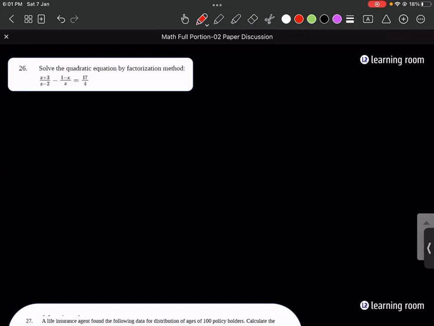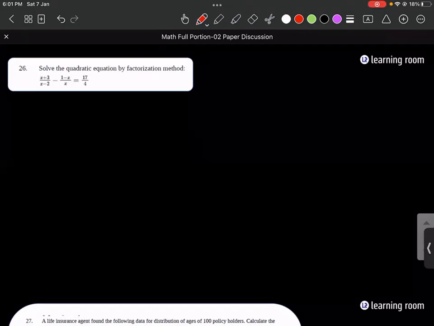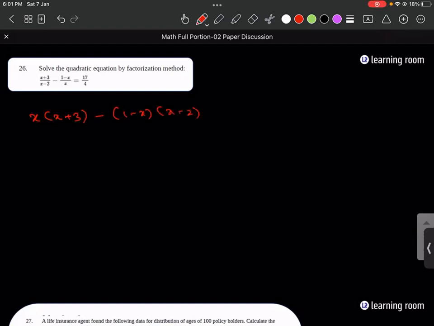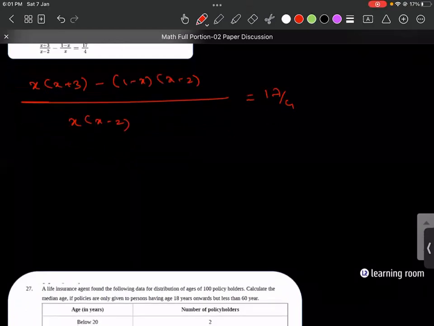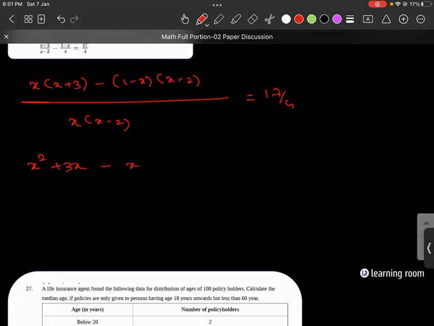Okay. So solve the quadratic equation by factorization method. How to do this? When you take LCM, what will you get? x into x plus 3 minus of 1 minus x into x minus 2, the whole divided by x into x minus 2 is equal to 17 divided by 4. So what will you get? x square plus 3x minus x plus x square plus 2 minus 2x. The whole multiplied with 4 is equal to 17x square minus 34x.